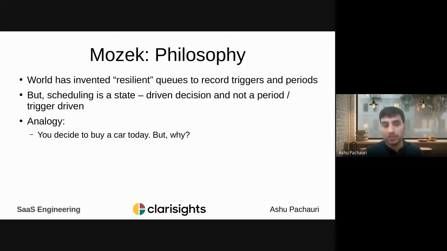That is the decision. If the state is already correct, then I don't care. I don't want it to be run at 6 a.m., right? So this is the underlying philosophy that Mozek has adopted, that instead of looking at it from a period or a trigger-based system, we are going to look at the state of the data. Does the data actually say that something needs to happen?